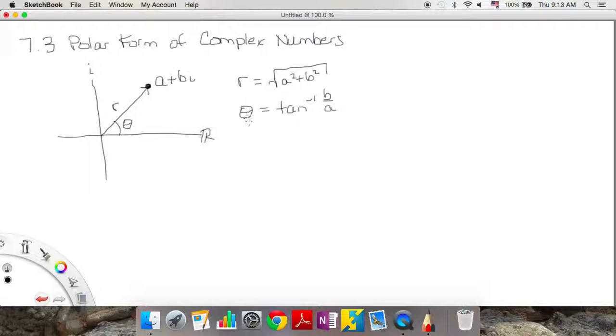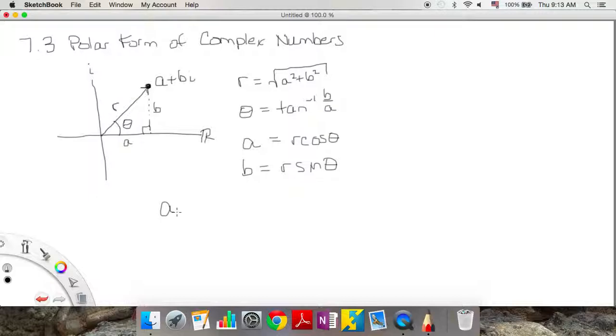But what happens if we have r and theta and we want to go to our regular form? Well, we use the same idea we did when we came up with polar form before. We use cosine and sine. Cosine of theta is adjacent over hypotenuse, and sine is opposite over hypotenuse. So we end up that a is r times the cosine of theta, because cosine is adjacent over hypotenuse, so we multiply by that hypotenuse. And our b is r sine theta, which is just like we had before.